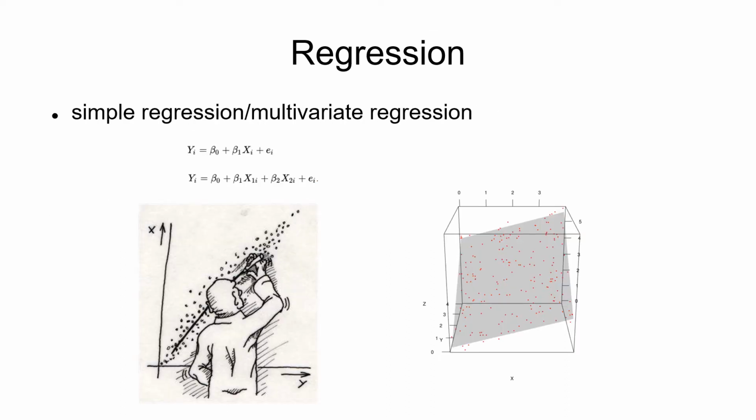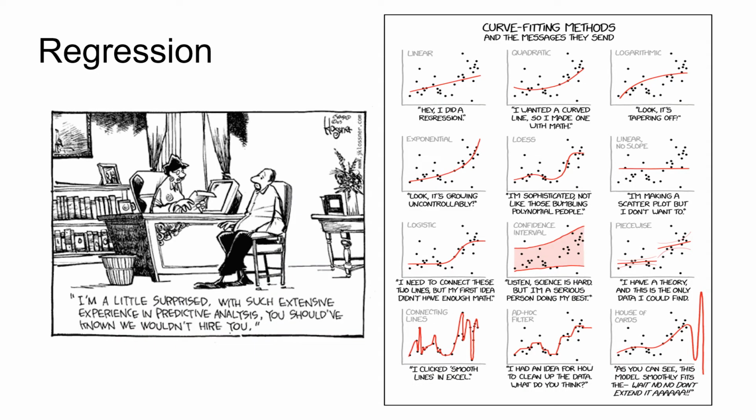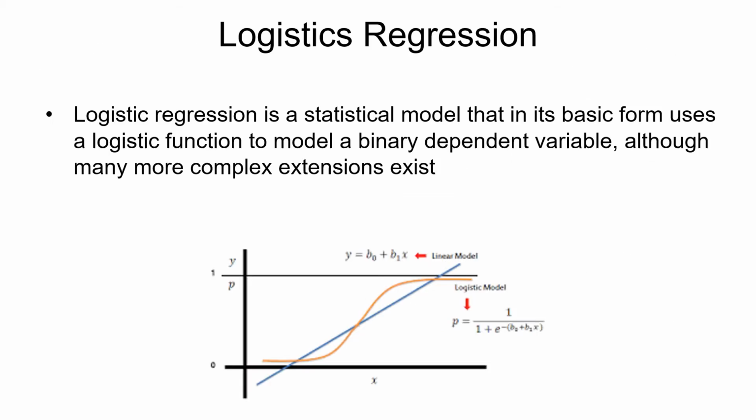We may have simple regression or multivariate regression. We may estimate a linear or a nonlinear model. According to our problem, we may also have other specific shapes like exponential, logistic, linear, quadratic, and so on. Regression having a binary dependent variable uses a logistic function to model a binary dependent variable.